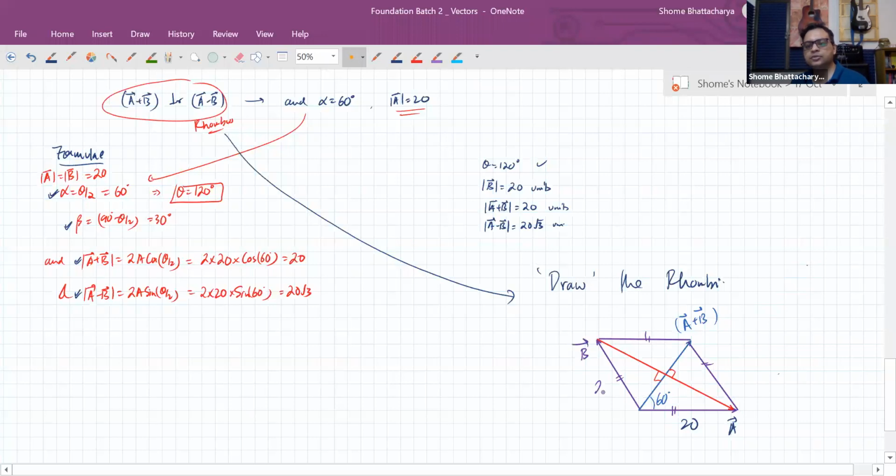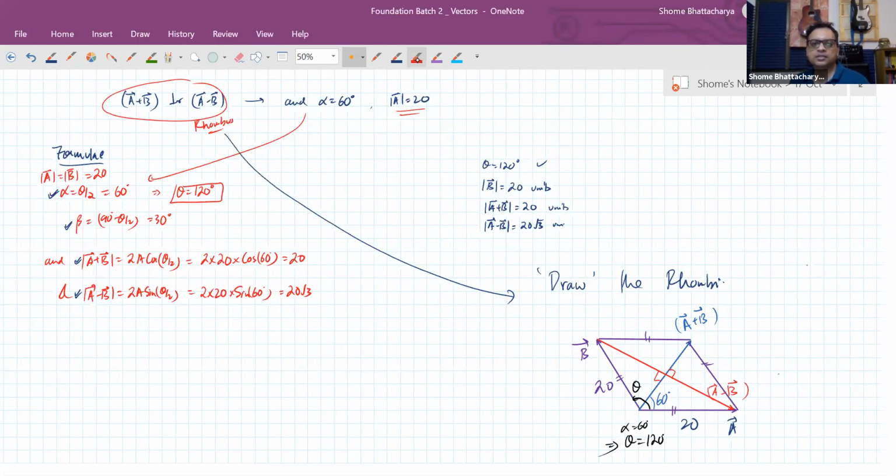So you know that the magnitude of b is also 20, and therefore now you know that the angle between the two vectors a and b is becoming 120 degrees, because alpha, as you can see in the diagram, is 60 degrees. So okay, and then you can just work this out geometrically. So in any of these right angle triangles, you can see that this angle is becoming 30 and this angle is becoming 60 and this side is 20.